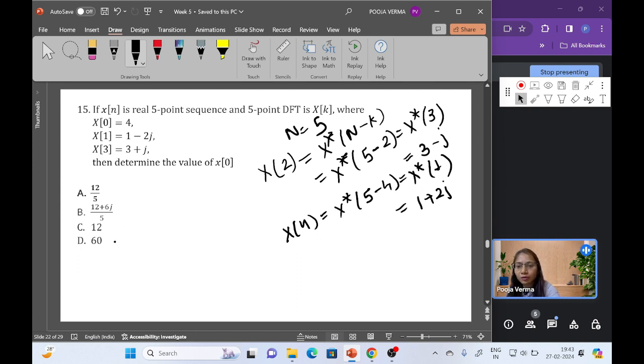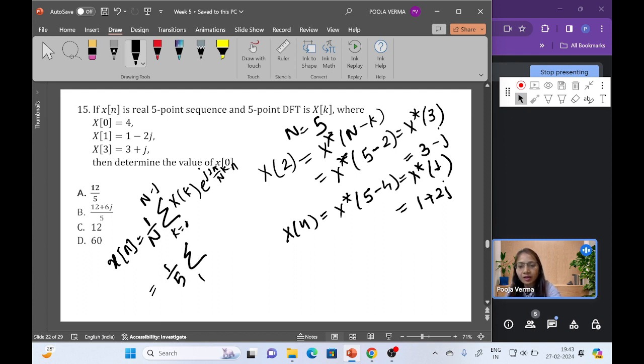So already we know the inverse DFT formula: x of n is equal to 1 by N, summation of k equal to 0 to N minus 1, X of k e to the power j 2 pi by N k n. Here it is a 5-point DFT, so N is equal to 5 and k is 0 to 5 minus 1, which is 4. Here we need to find the value of x of 0.